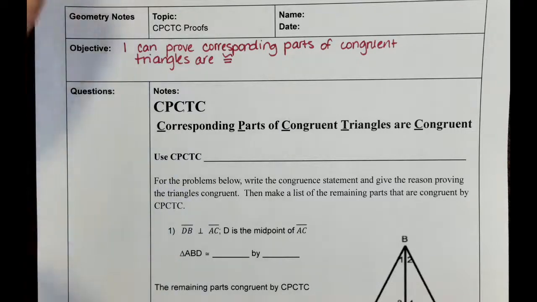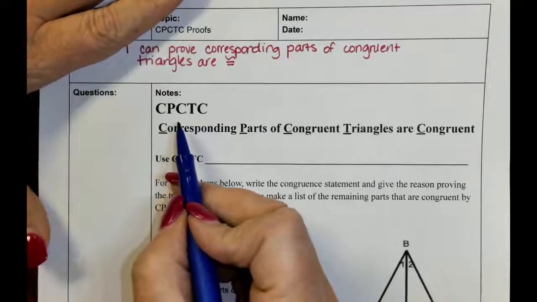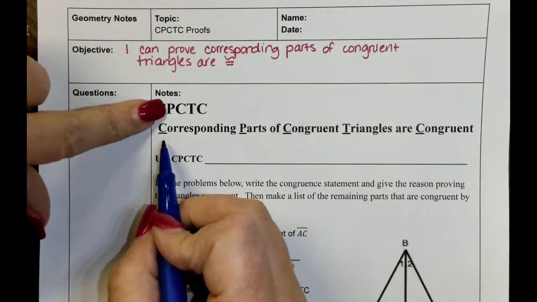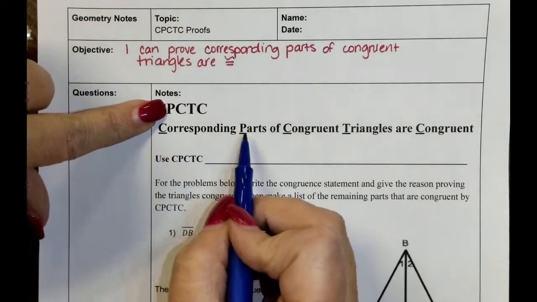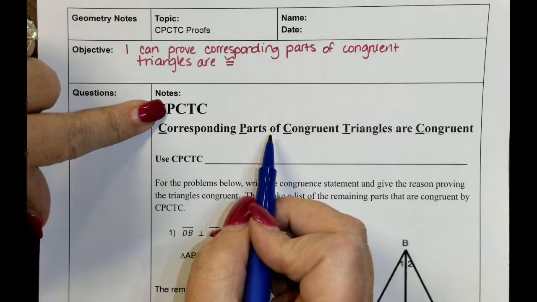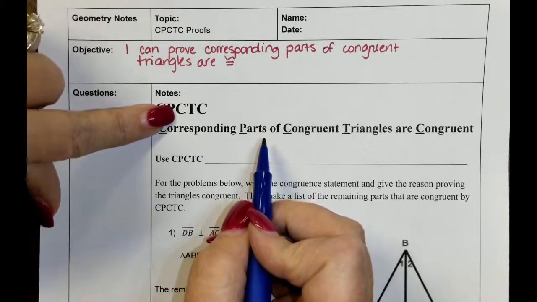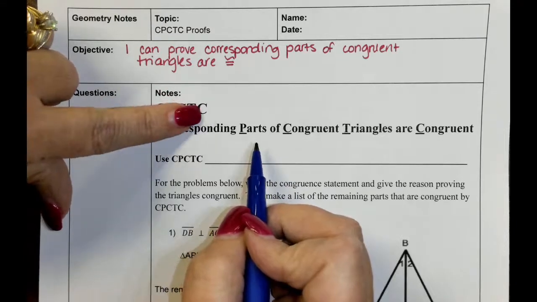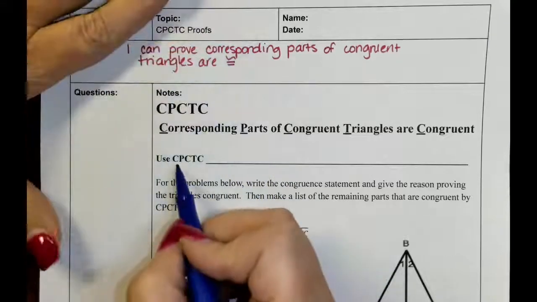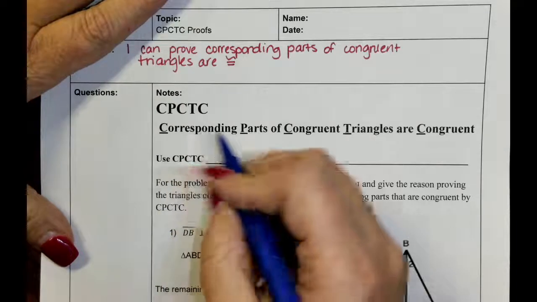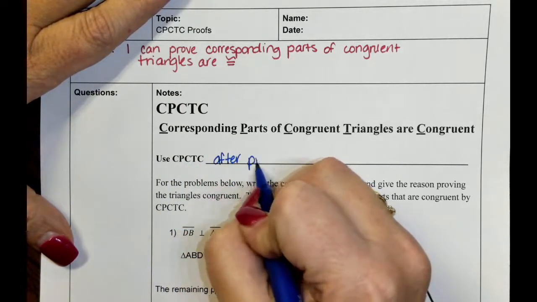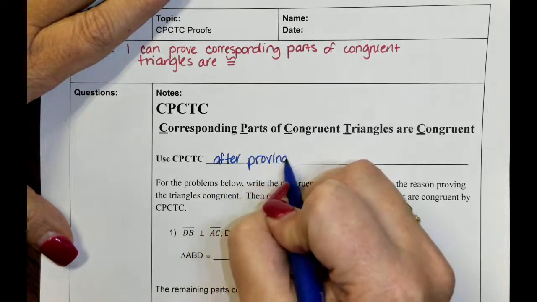So it is important that you understand what CPCTC stands for. Corresponding parts of... the O is not in there, right? That's what makes it hard. Corresponding parts of congruent triangles are congruent. You use CPCTC in a proof after proving the triangles are congruent.